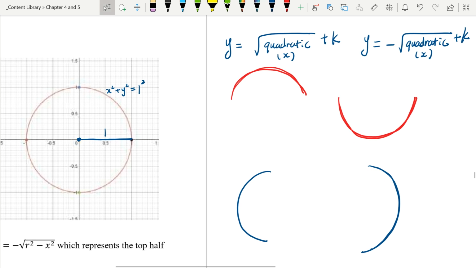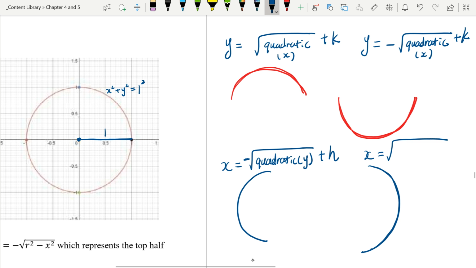But for the left and right one, I will have x equals to a square root of a quadratic in terms of y plus h or some minus h. This is minus. Left hand side is the minus and right hand side is the plus. And in terms of y.